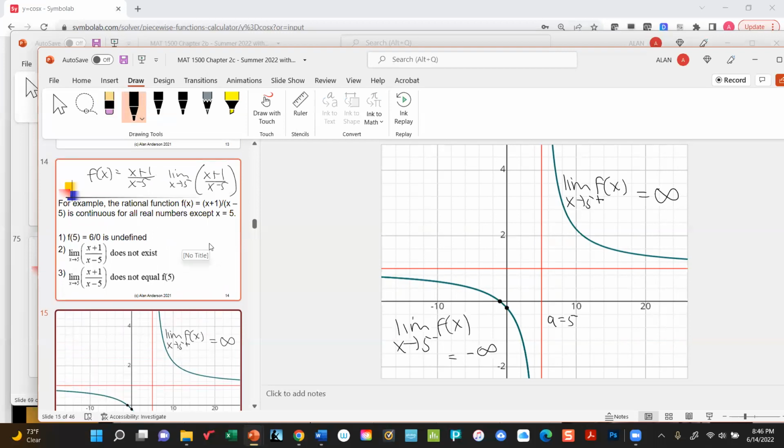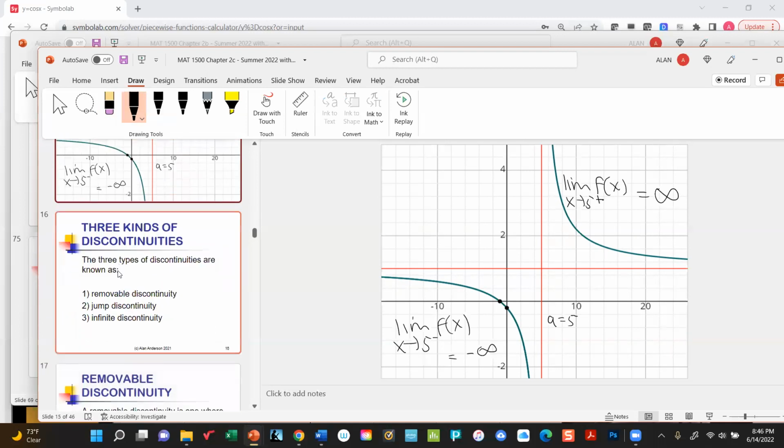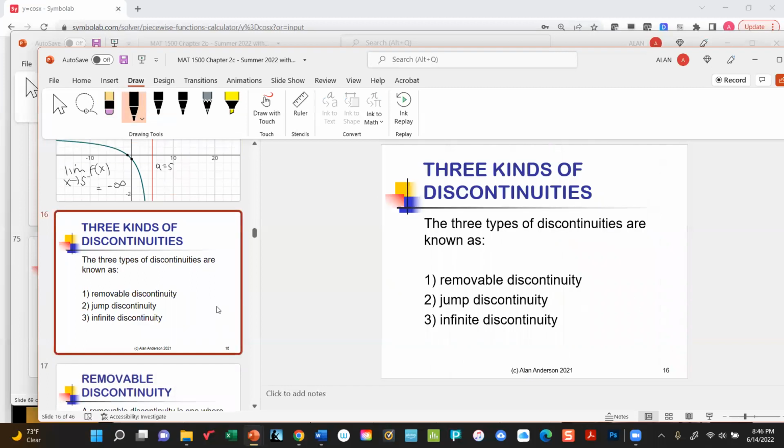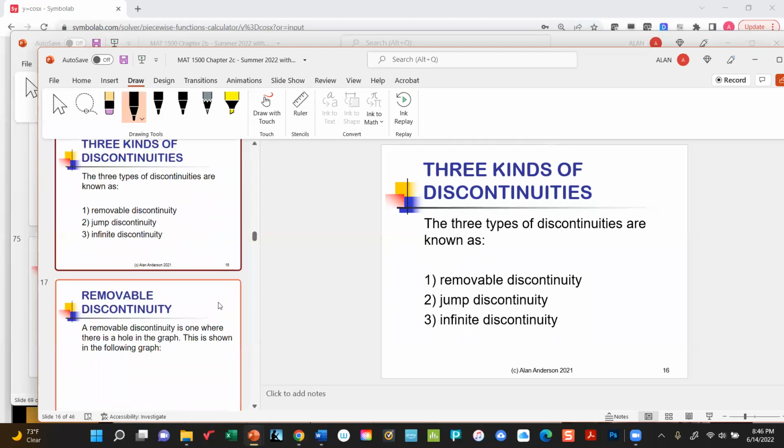But many rational functions are continuous. But again, when we take the limit, if the denominator is 0, that means we have a discontinuous function. Now, the discontinuities actually have names. Okay, I just want to throw that in there. The three basic types that we just learned all actually have names.